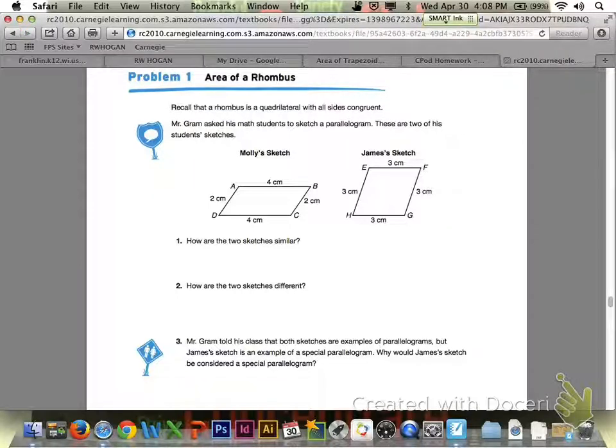Problem number 1 says, recall that a rhombus is a quadrilateral with all sides congruent. Mr. Graham asked his math students to sketch a parallelogram. These are two of his students' sketches. So what I would like you to do to get started is answer questions 1, 2, and 3 with your group members. Go ahead.